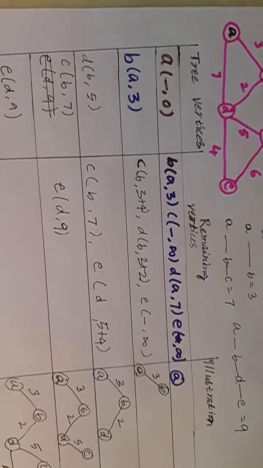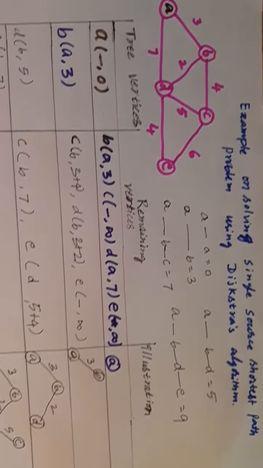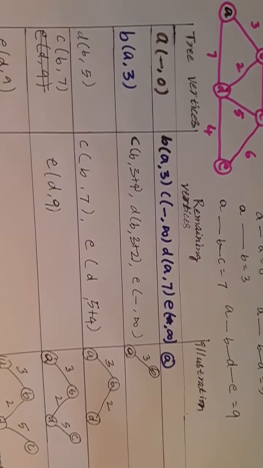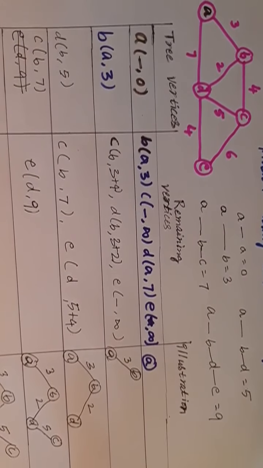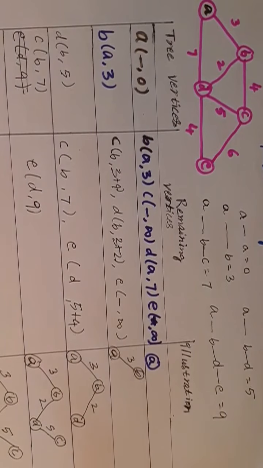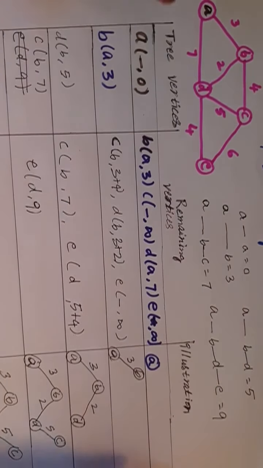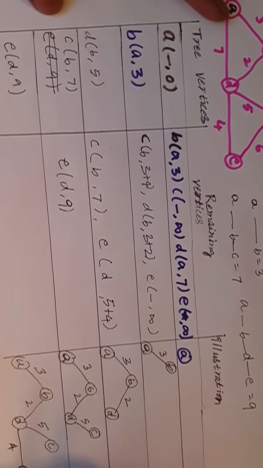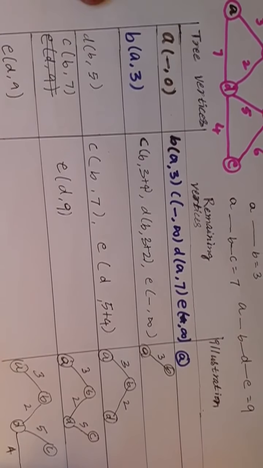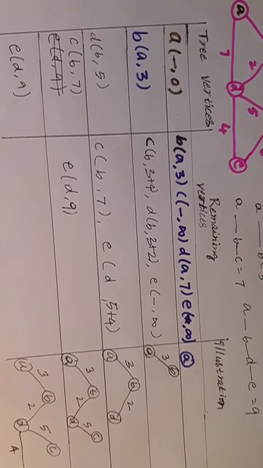Okay, so now this is the final answer. We have the shortest path distance to all other vertices from the vertex A. This is how you can solve the single source shortest path problem using Dijkstra's algorithm.